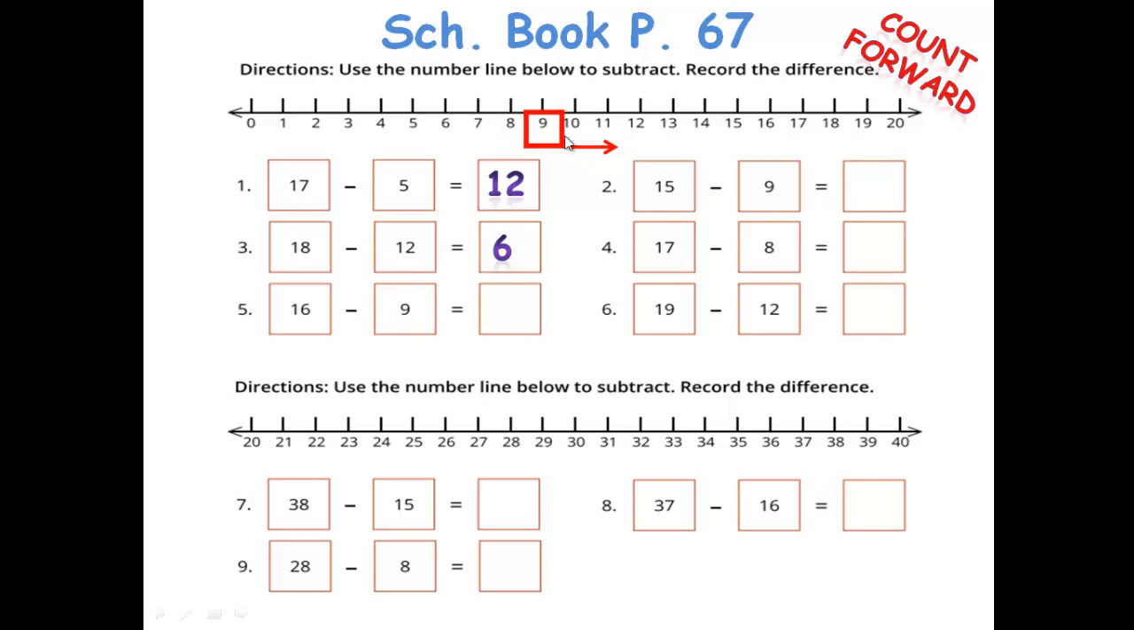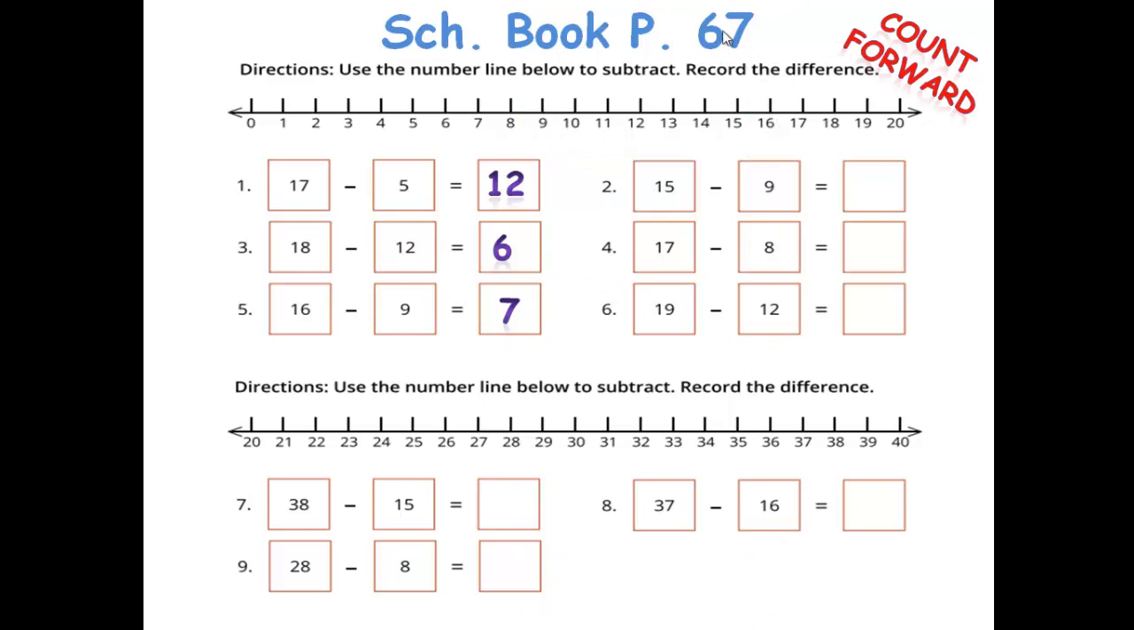Now put your finger on 9 and follow my arrow. 1, 2, 3, 4, 5, 6, 7. Stop. I stopped on 16. How many times did I jump? 7. Very good. So write 7 in the empty box. Okay, let's go to the next column.